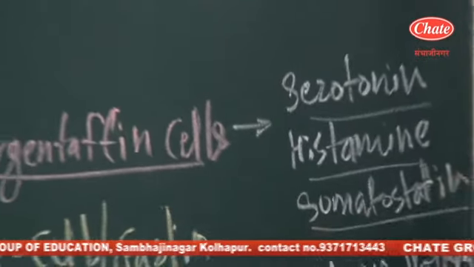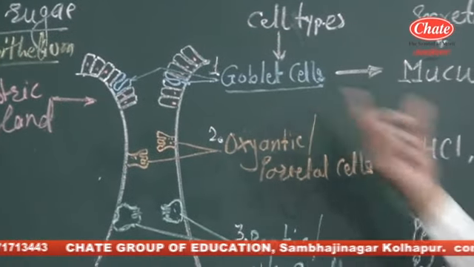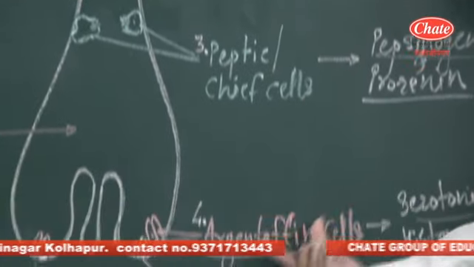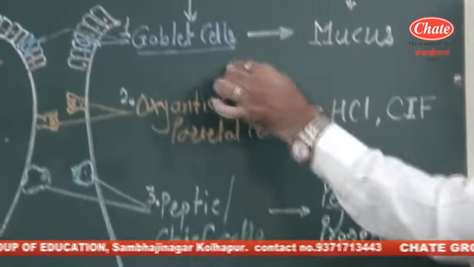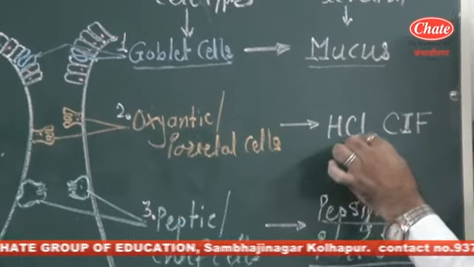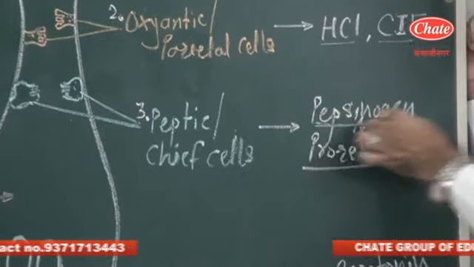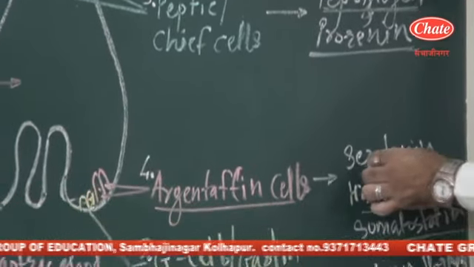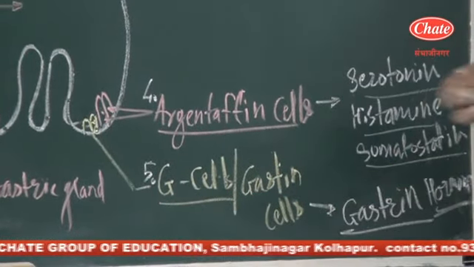Again repeating. The different cells present in the gastric gland: goblet cell, oxyntic or parietal cell, peptic cell, chief cell, argentaffin cells, G cell or gastrin cells. Goblet cell secretes mucus. Oxyntic or parietal cell secretes the HCl and CIF, castle intrinsic factor. Peptic cell secretes pepsinogen and prorenin. Then argentaffin cell secretes serotonin, histamine, somatostatin, while G cell secretes gastrin.